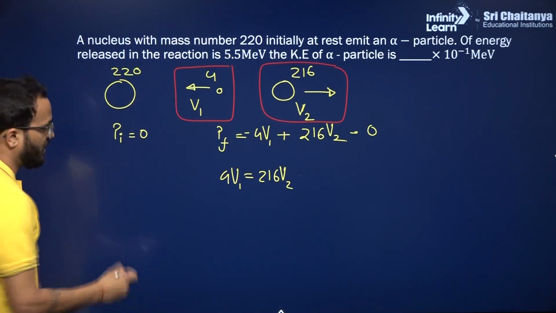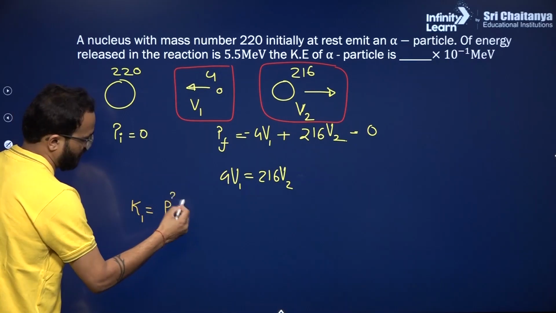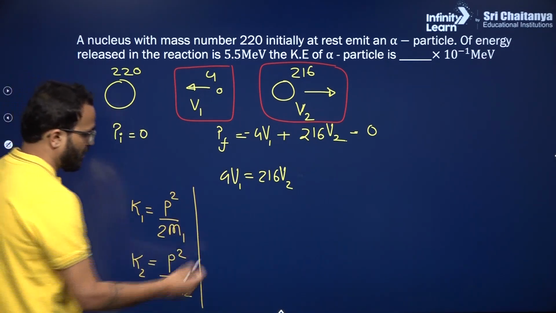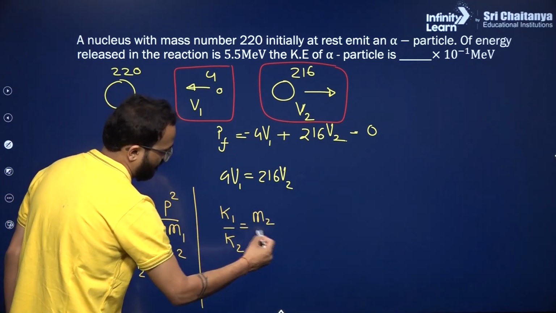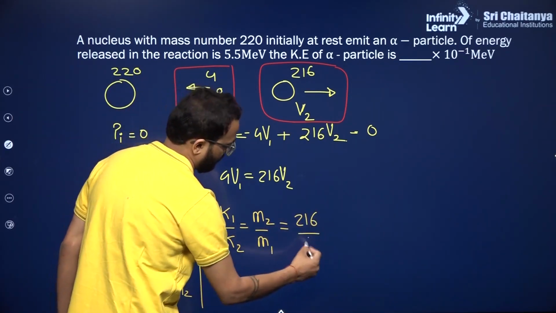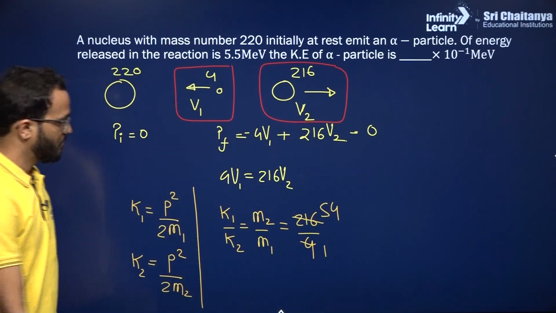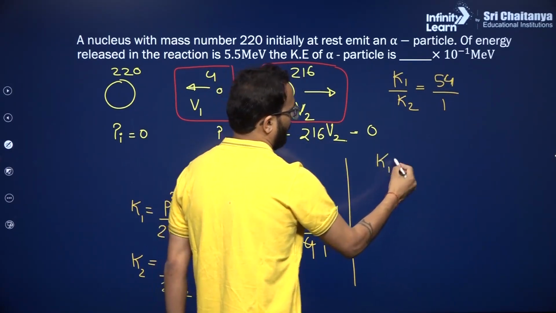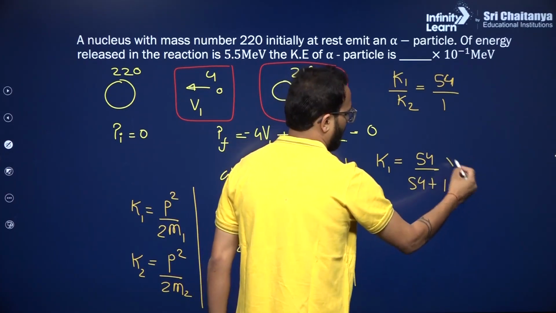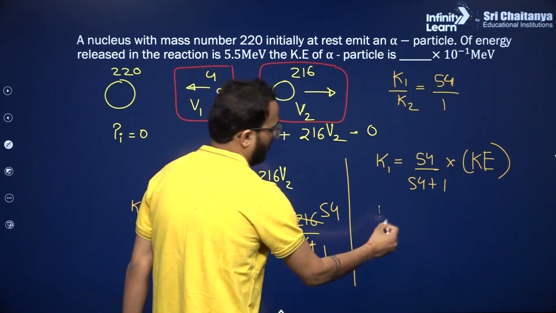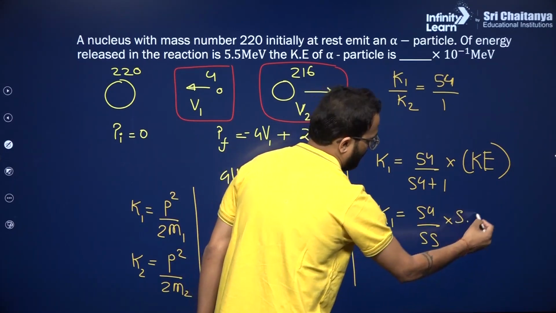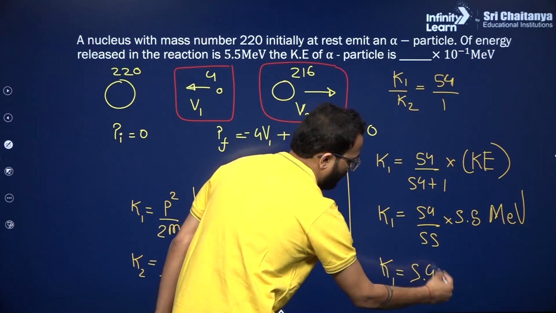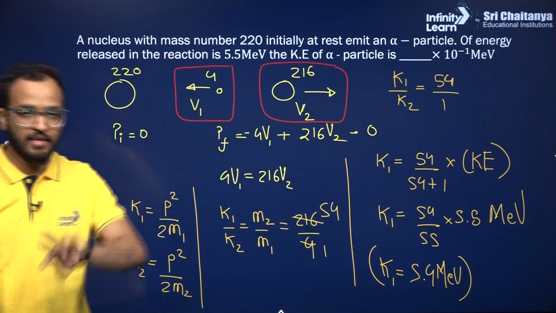So if their momentum are equal, kinetic energy of the alpha particle is p square by 2m1, kinetic energy of the other particle is p square by 2m2, they are having the same momentum. So k1 by k2 is nothing but m2 by m1. So what is m2? Okay, clear? So k1 is to k2 is 54 is to 1. So k1 is 54 upon 54 plus 1 times overall kinetic energy, so it is 54 upon 55 into 5.5 mega electron volts. It is 5.4 mega electron volts. So alpha particle has 5.4 mega electron volts.